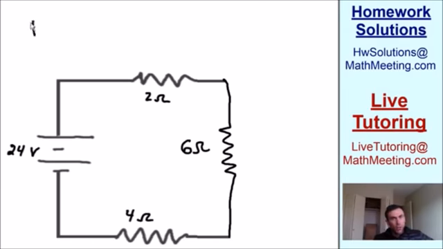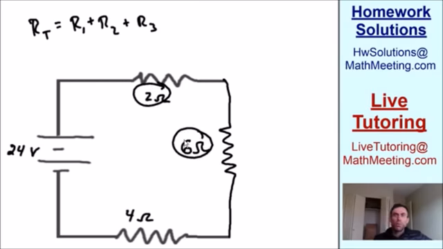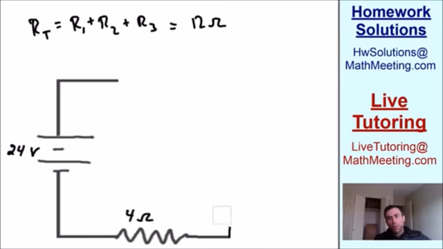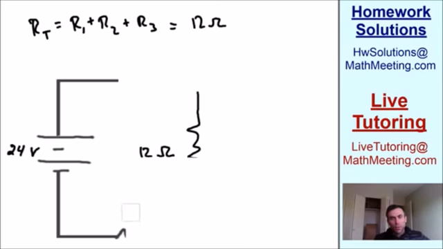The total resistance for three resistors that are in series is just R1 plus R2 plus R3. So we have 2 plus 6. 2 plus 6 is equal to 8. 8 plus 4 is equal to 12. So if we add all of the resistors together, we have a total or equivalent resistance of 12 ohms. So I'm going to erase all of these resistors that are in series and replace them with one equivalent resistor of 12 ohms.